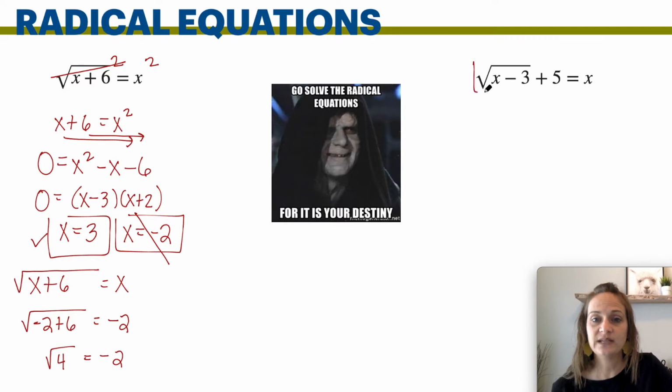In this case, we need to isolate this square root. So I need to get the 5 over on that side.